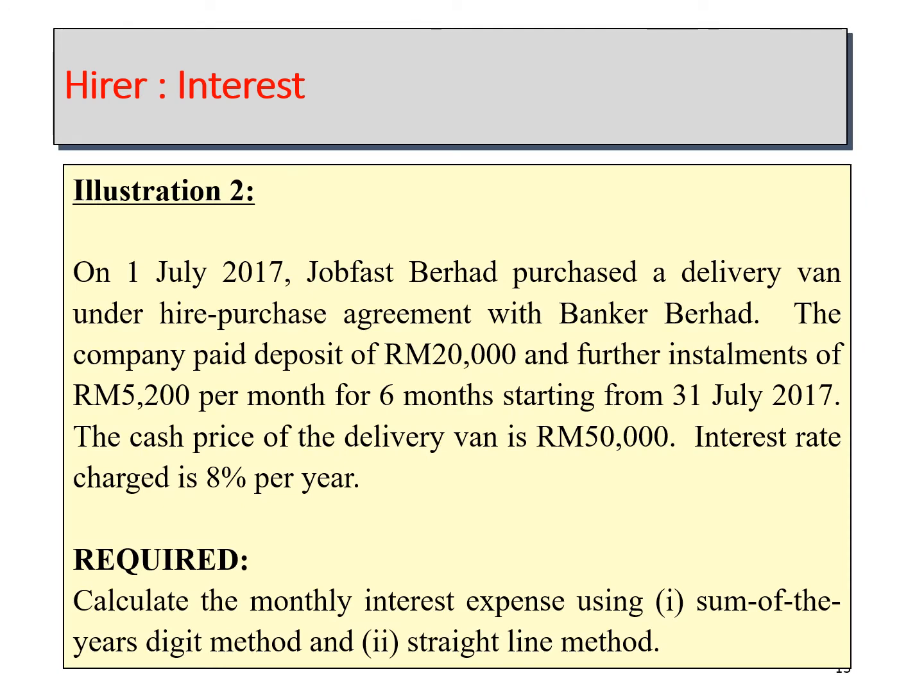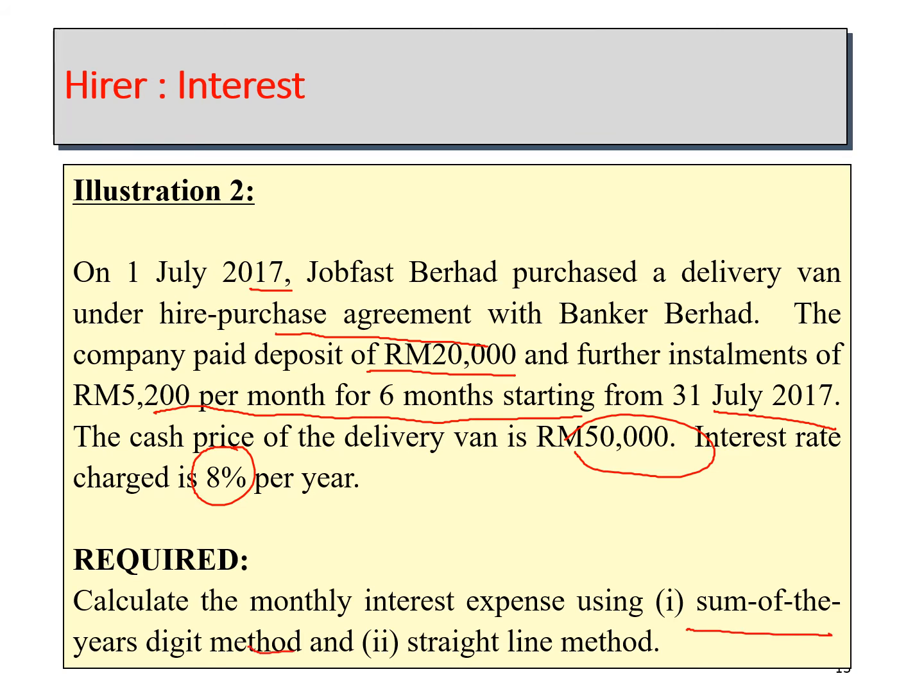So for illustration 2, it states that on 1st July 2017, Jobfast Berhad purchased a delivery van under a hire purchase agreement with banker. So the company paid a deposit of 20,000 and installments of 5,200 per month for 6 months starting from 31st July. The cash price of the van is 50,000 and the interest rate is 8%. The question asks you to calculate the monthly interest expense using the sum of the years digit method and also the straight line method.